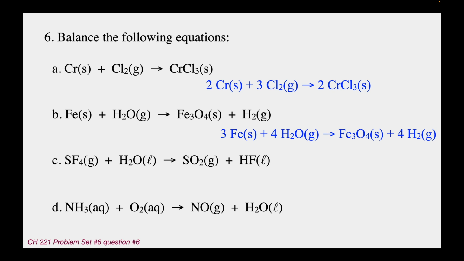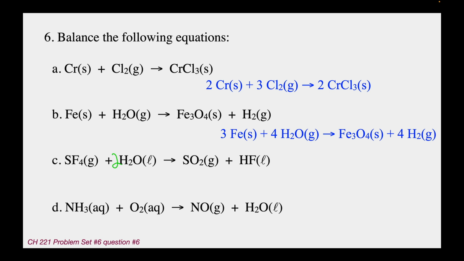For C, SF4 plus water makes SO2 plus HF. Nothing is by itself. We don't have any elements by itself. So this one's a little bit crazier. There's a couple different ways to tackle this. What I'm going to do is first look at the oxygen, and I recommend just playing with these until you get it right. Notice it's SO2 on the right and H2O, 1 oxygen on the left. So the first thing I might try here is to put a 2 right there. That'll make the oxygens balanced at the least, which is pretty cool.